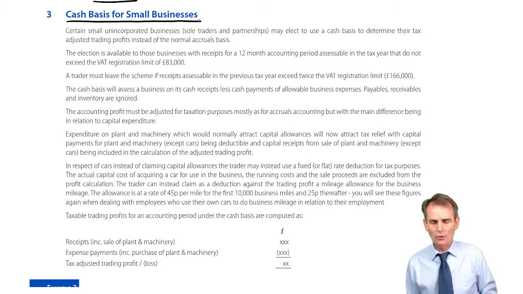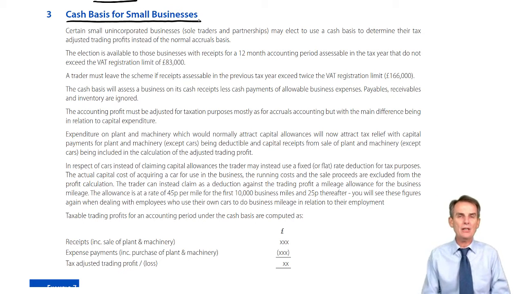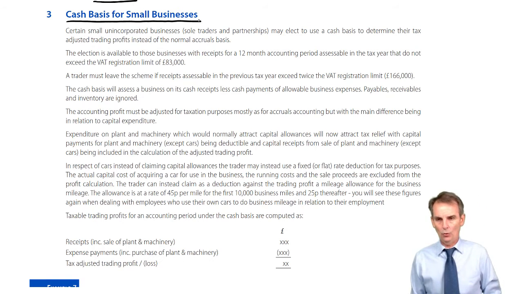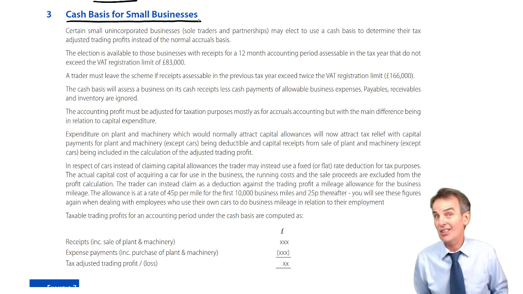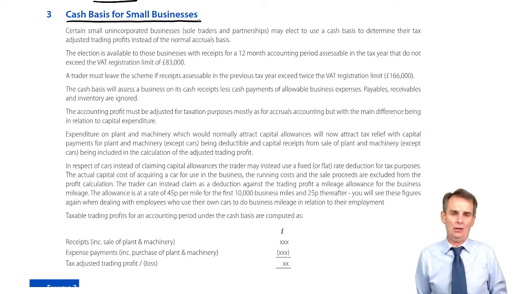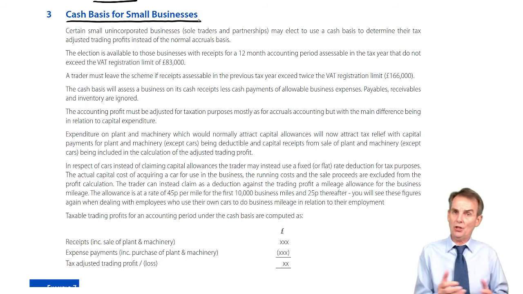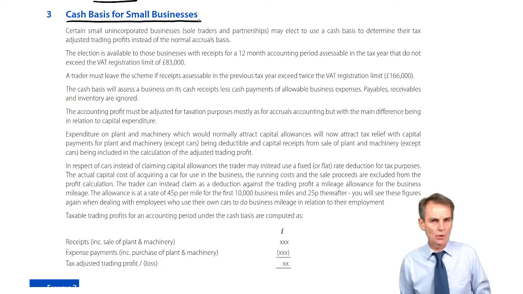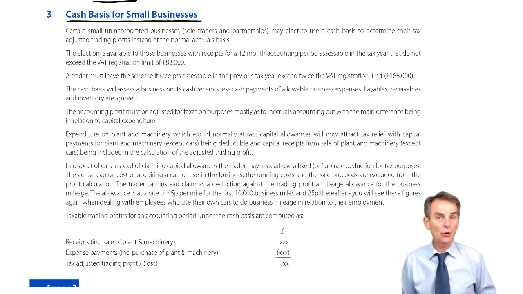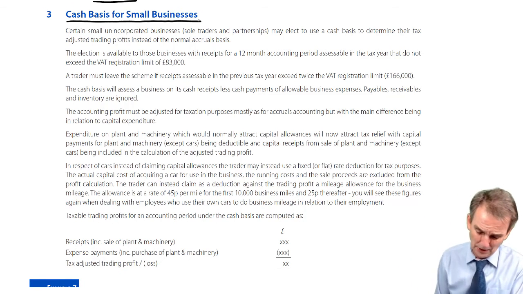Now, there's one or two complications in this, but it makes it a whole lot easier for the trader to have accounts prepared and a whole lot more understandable so far as they are concerned if we work on a receipts and payments rather than on an accruals basis. So how does this cash basis work, therefore, and for whom is it available?